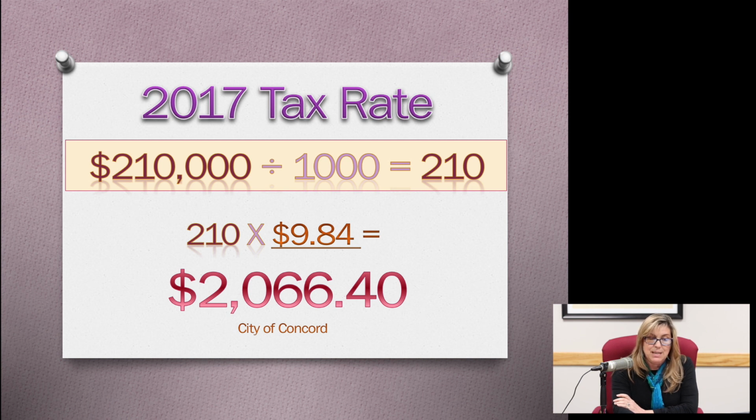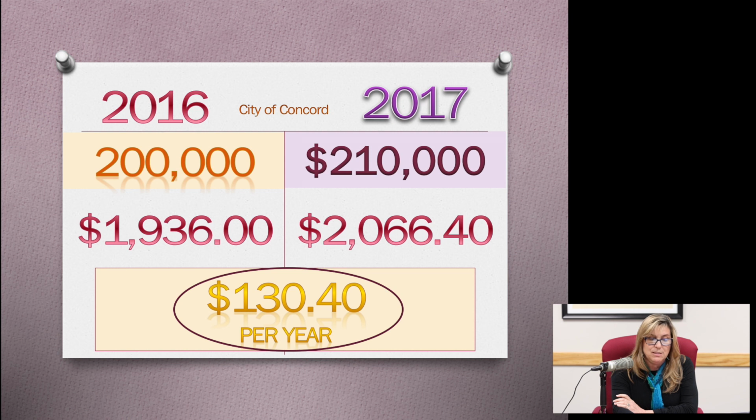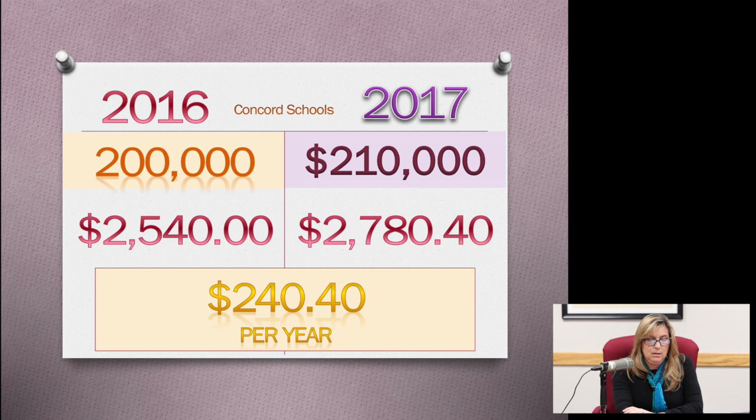When we line them up side by side for 2016 versus 2017, and you see the value of the house went up, it's now $130.40 more per year from 2016 to 2017. And that probably sounds more realistic to you, but you're likely thinking, that still seems pretty low compared to what I'm looking at on my tax bill. And the reason is we're only looking at the city tax. When we then expand this out to look at what happens with all of the taxes, you have a difference of $240.40 per year.